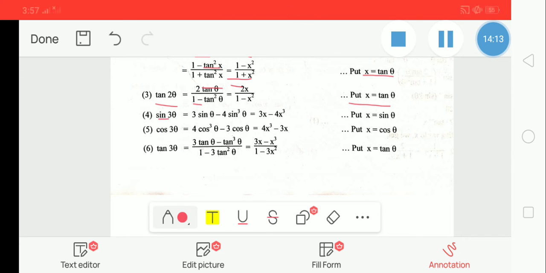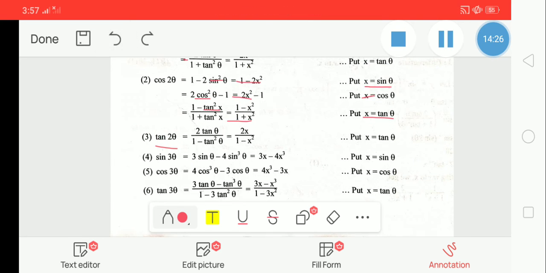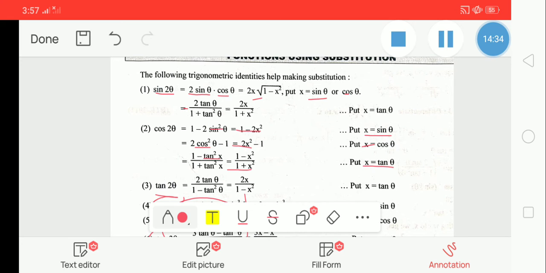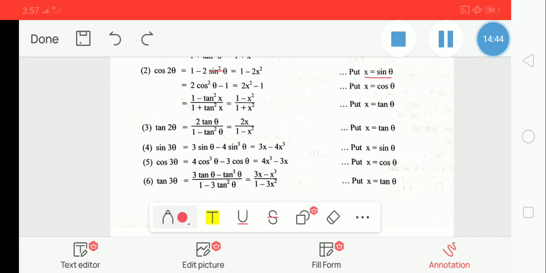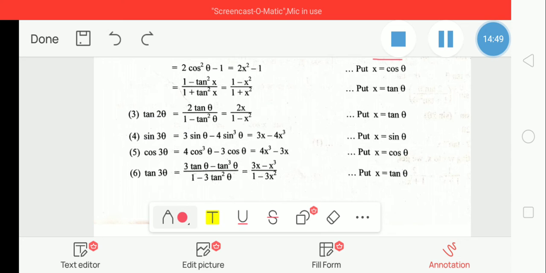Now we know that there are also sine of 3 theta, cos of 3 theta and tan of 3 theta. So this formula we already learned in semester 1. Which ones? Sine of 3 theta, cos of 3 theta, tan of 3 theta, then cos of 2 theta, sine of 2 theta. These formulas we already learned in semester 1 trigonometry, unit 1 also.